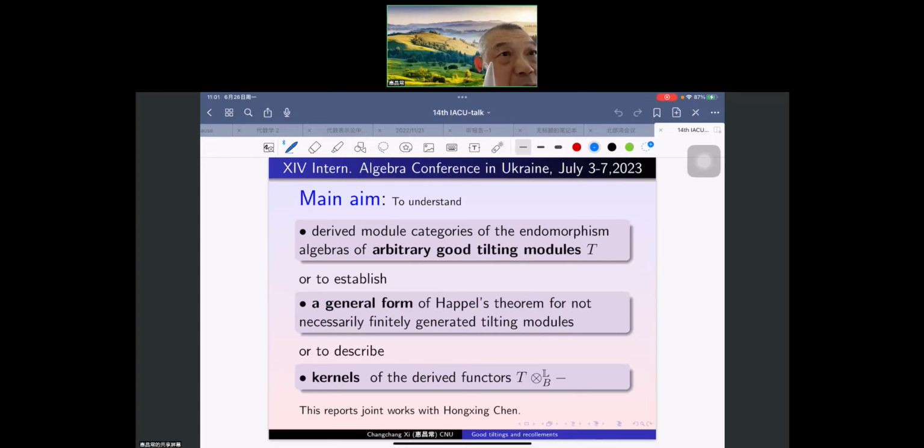As you know, Happel's theorem says the following: if a finitely generated tilting module is given, and you consider its endomorphism algebra, then the given algebra and the endomorphism algebra are derived equivalent. But for infinitely generated tilting modules, we want to understand what happens in this case. How could Happel's result appear in what kind of form? This is in some sense equivalent to describing the kernel of the derived functor. Suppose T is a good tilting module, and then we want to describe the kernel of this derived tensor functor. As I mentioned, this report is our joint work with Hongxin Chen.